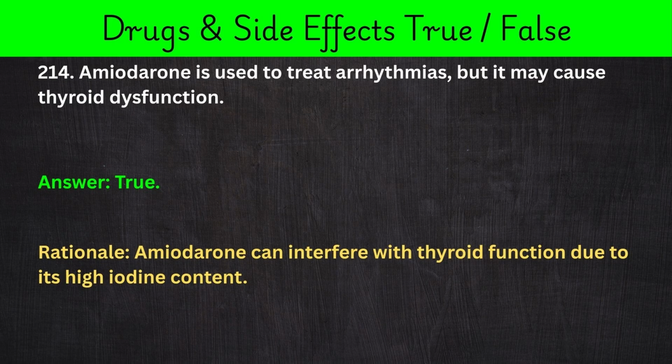214. Amiodarone is used to treat arrhythmias, but it may cause thyroid dysfunction. Answer: true. Rationale: amiodarone can interfere with thyroid function due to its high iodine content.